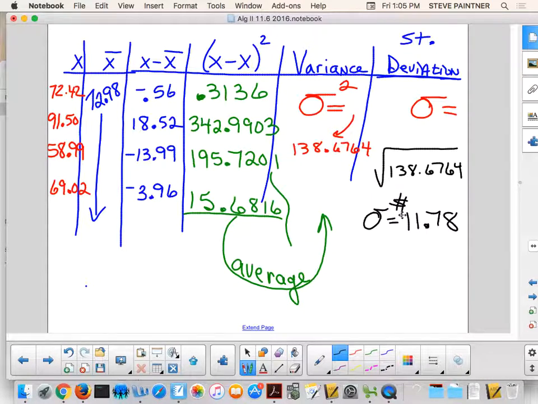Remember this is a grocery bill, so we're talking money. So really the standard deviation is $11.78 that way, $11.78 that way, and because this is a normal distribution, we can make the bell curve now.